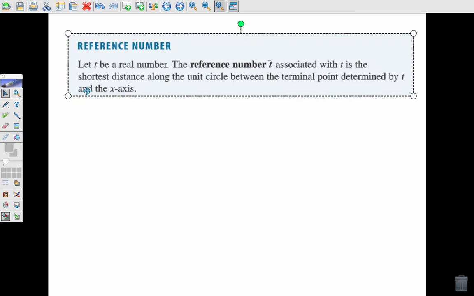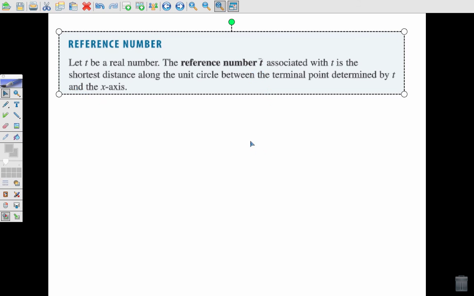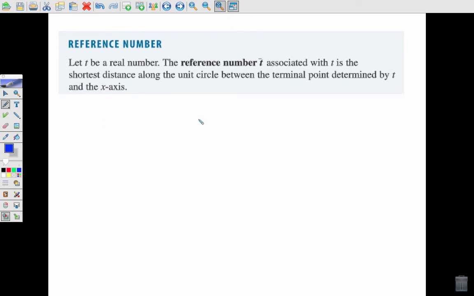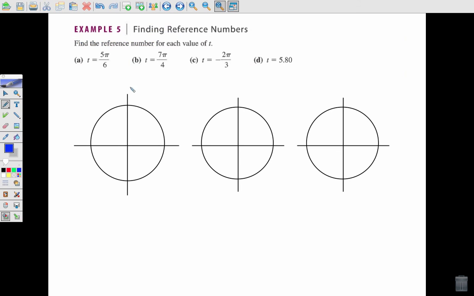So the reference number: if t is a real number, the reference number, t with a bar over it, is just the shortest distance along the circle between the terminal point determined by t and the x-axis. It's the shortest way to get to the x-axis moving along the circle.